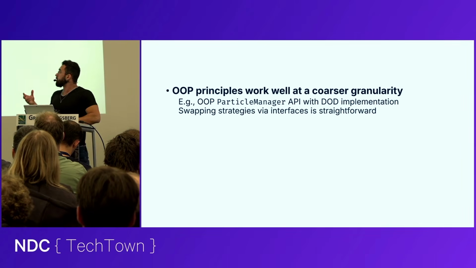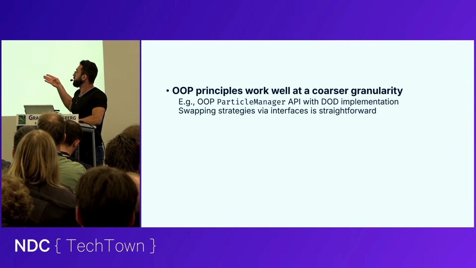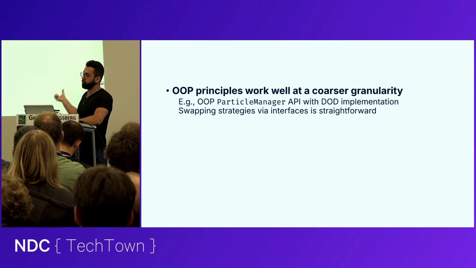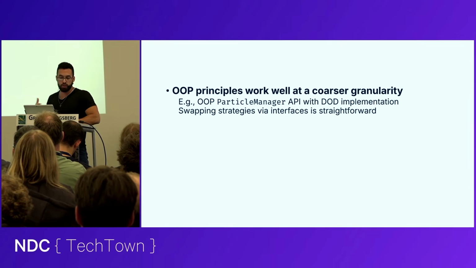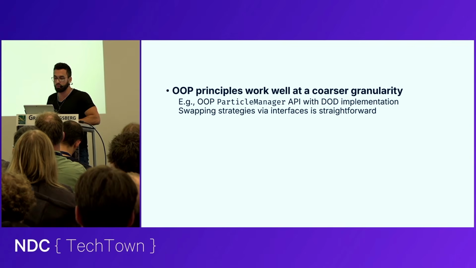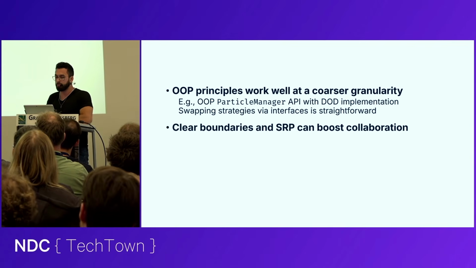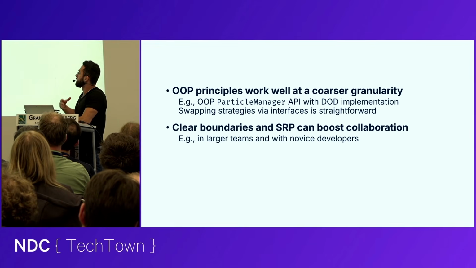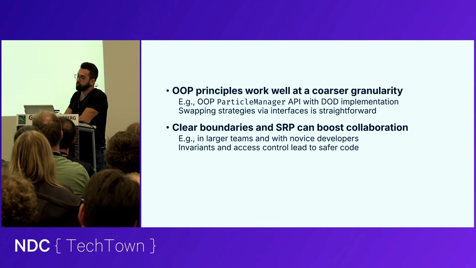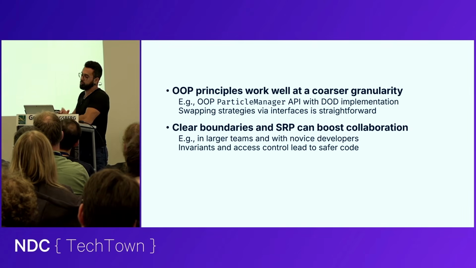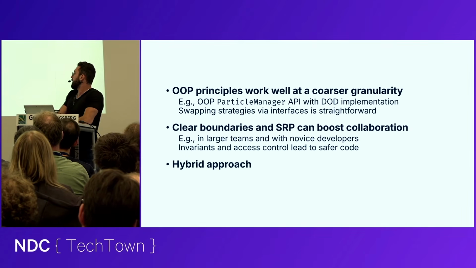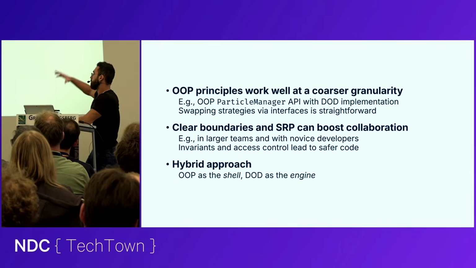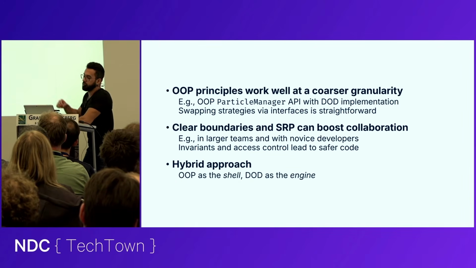And if you do this, you can have multiple strategies with virtual polymorphism. It doesn't matter, again, it's just one function call, not 1 million virtual function calls. So it gives you that nice straightforward polymorphism without any extra overhead. In teams, OOP helps if you have boundaries with APIs and private and public invariants. It does help correctness and collaboration in parallel on the same code base. So what I suggest is a hybrid approach. OOP is the shell, and DoD is the engine.